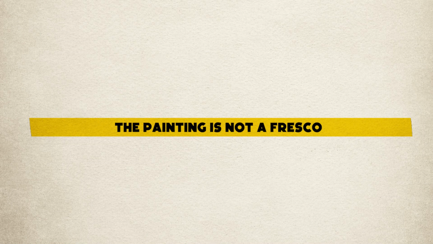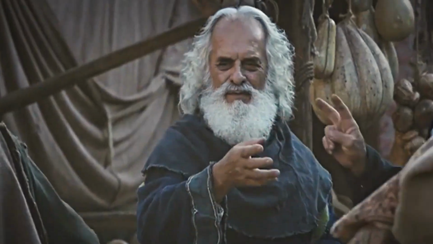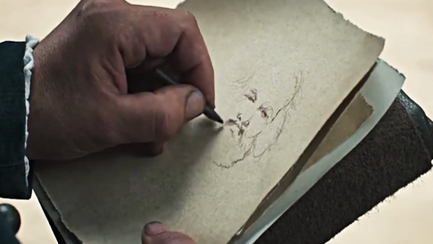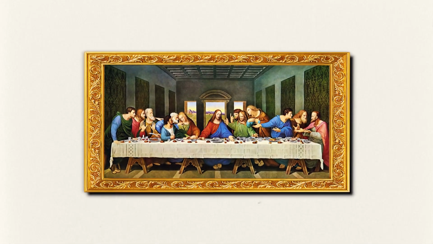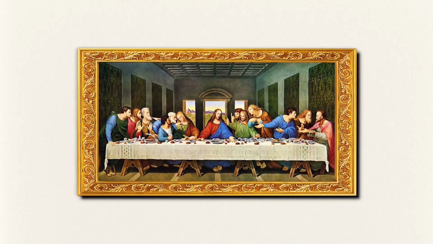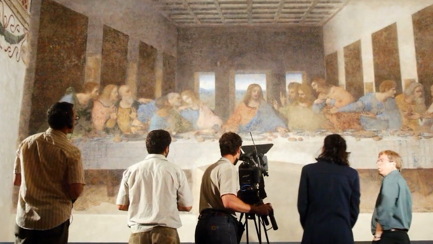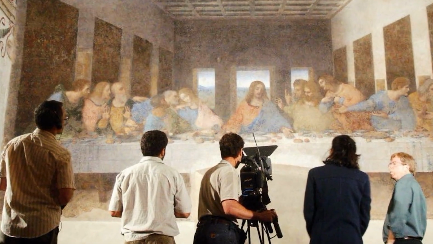The painting is not a fresco. Many people mistakenly believe that this painting is a fresco. However, it is not. It is preferable to call it a mural. It is huge, covering an entire wall in the Santa Maria delle Grazie refectory in Milan and spanning 15 feet by 28 feet. Rich tempera, a technique akin to colored chalk, is employed.